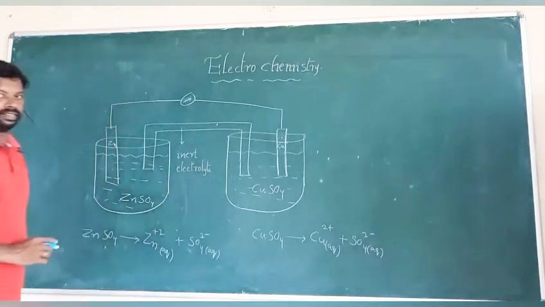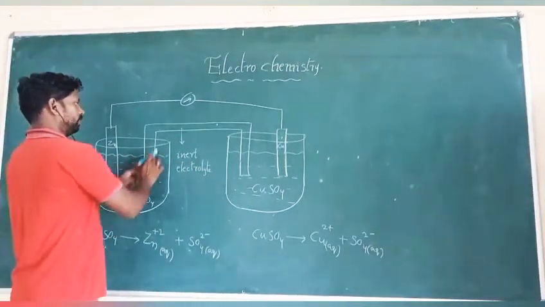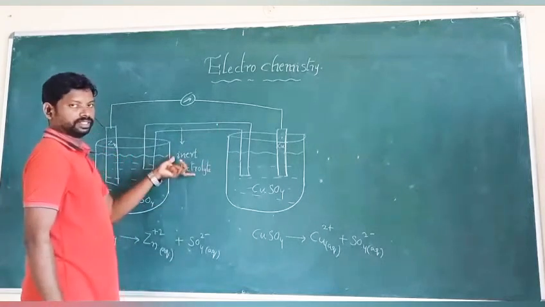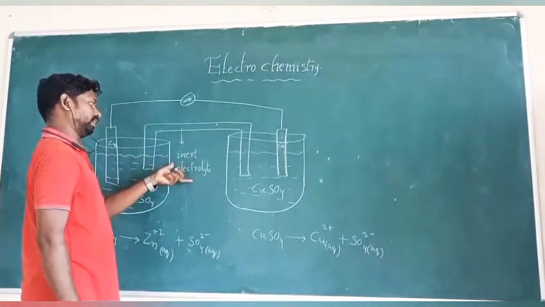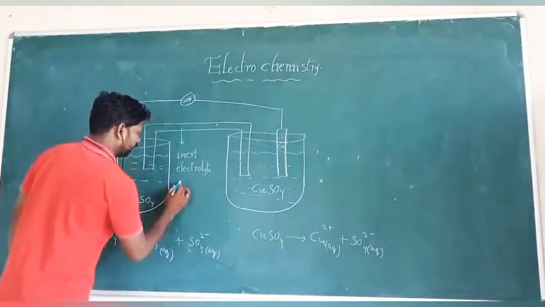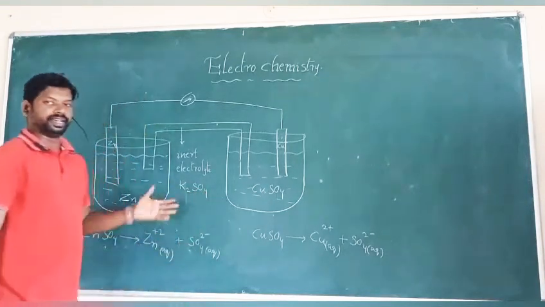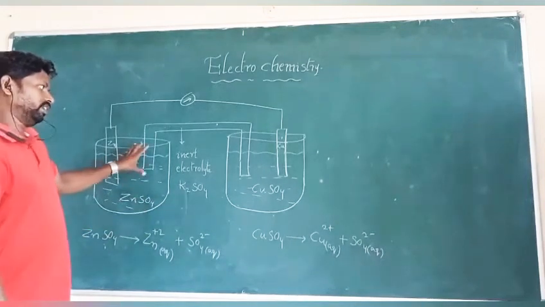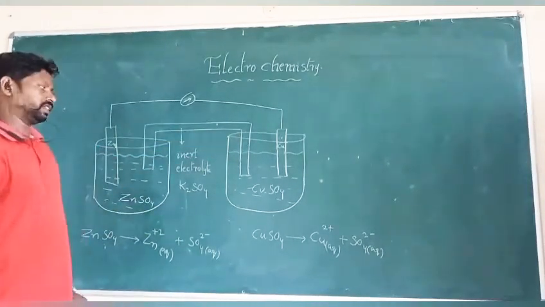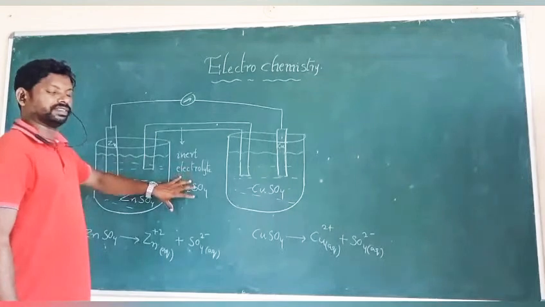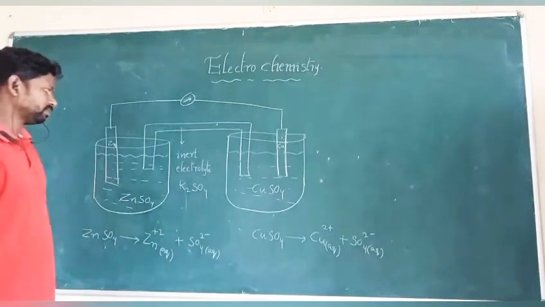This inverted U tube contains an inert electrolyte that we call K2SO4, potassium sulfate. I have taken K2SO4 in this inverted U tube. So it is an inert electrolyte, that means it is not participating in chemical reactions.